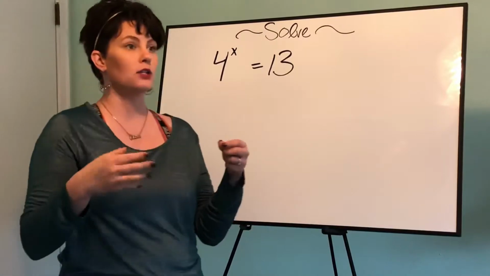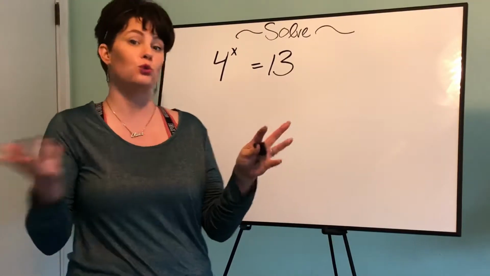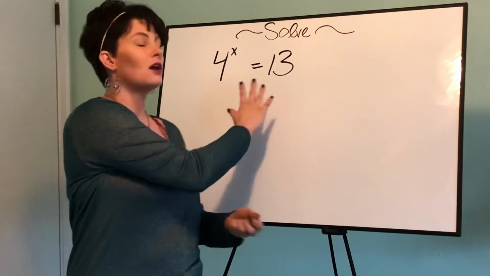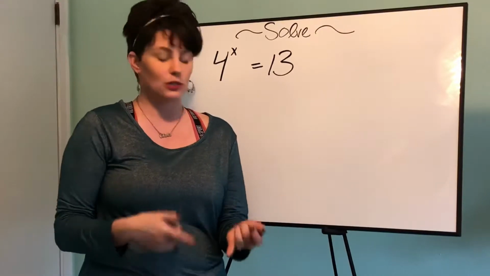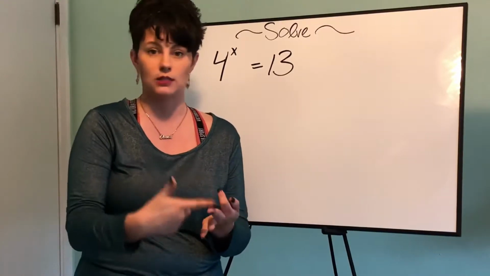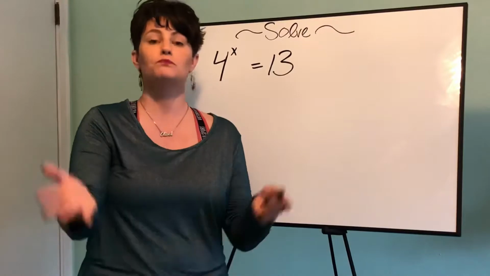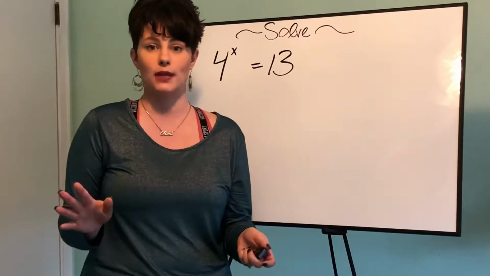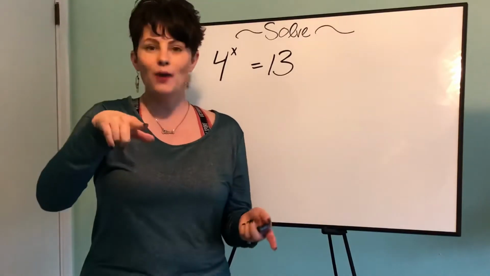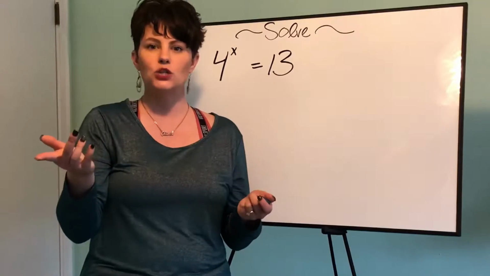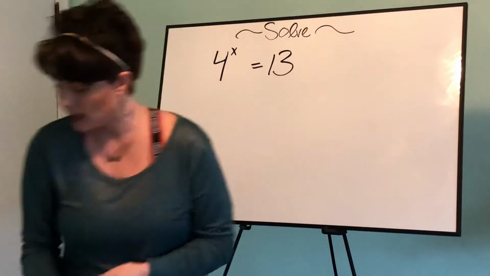Or even if I change them both into base 2, where 4 was 2 squared, 13 doesn't have a base of 2. It's not 2 to the 1st, it's not 2 squared, it's not 2 cubed, etc. So these will not have common bases. So how am I going to solve it? Well, I'm going to need to use common logs instead.